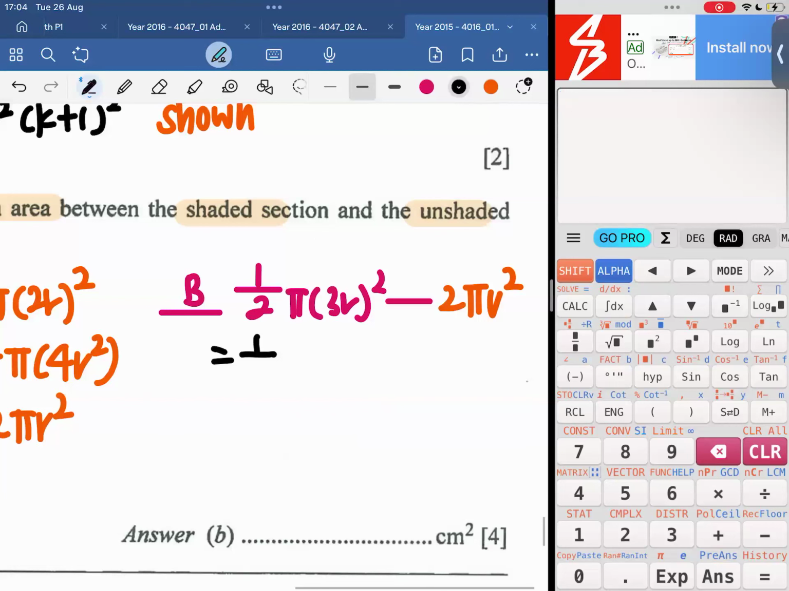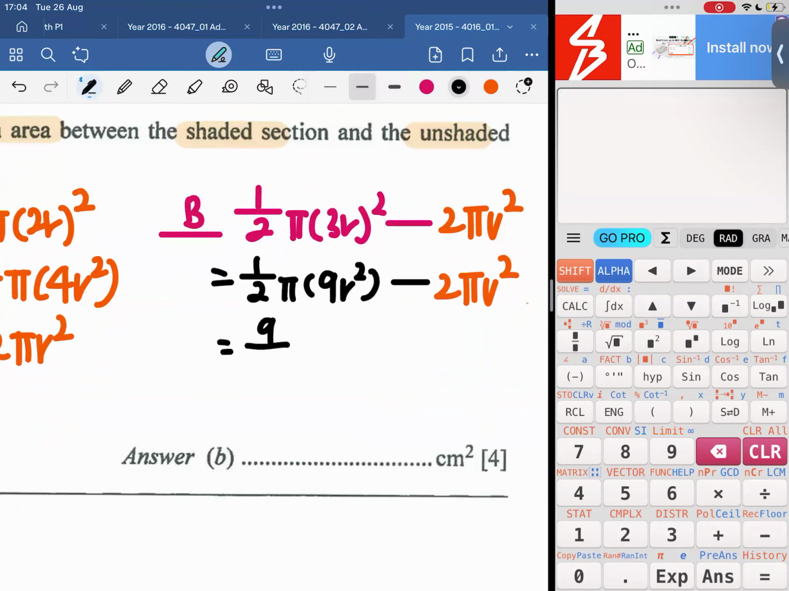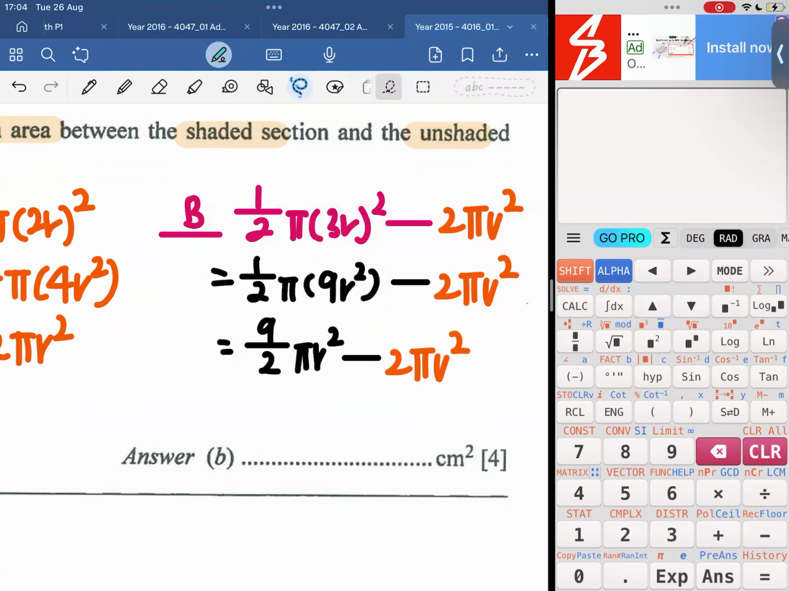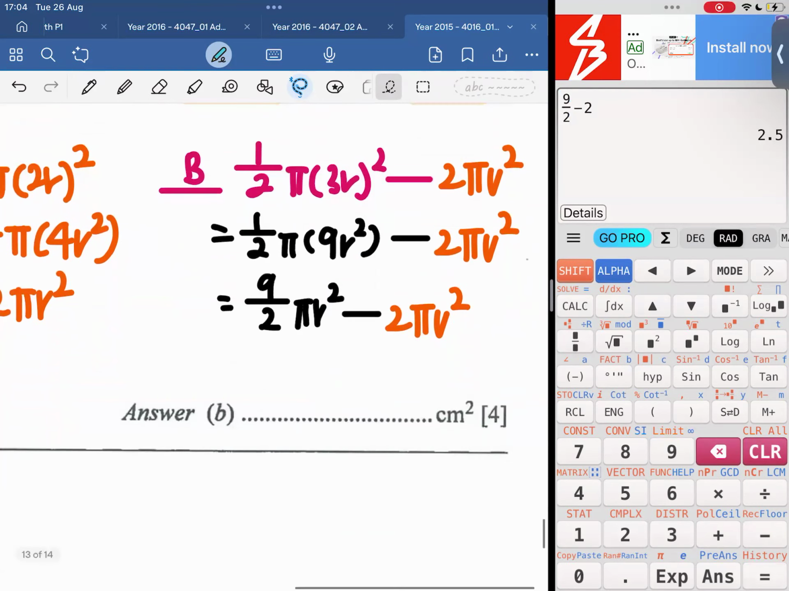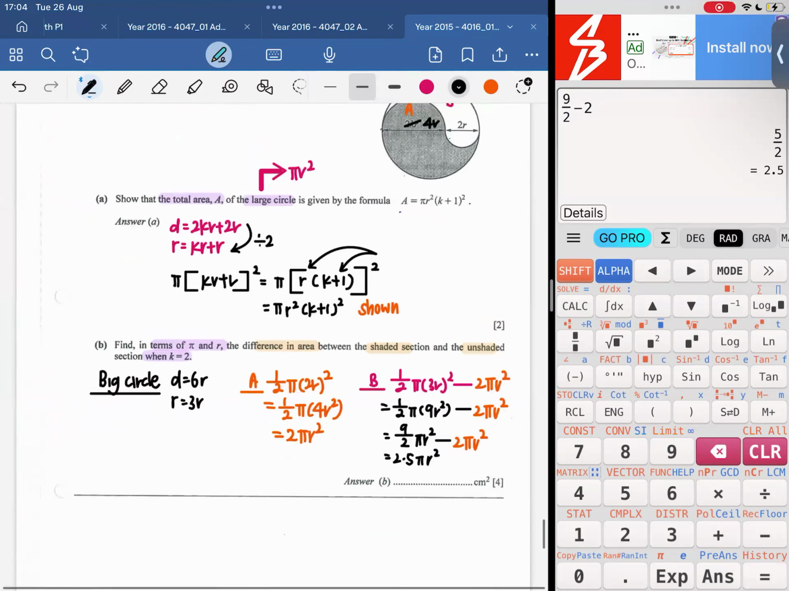So this is half pi times 9r squared, then minus this guy here. Okay, so like that. This one will just be 9 over 2 pi r squared minus this one. Just see it as 9 over 2 sets and minus away 2 sets. So you can write it as 2.5 or 5 over 2 also can. Anyway, I found B already.